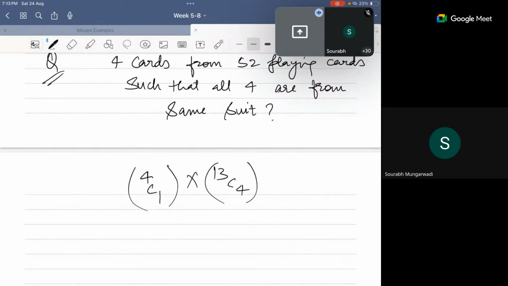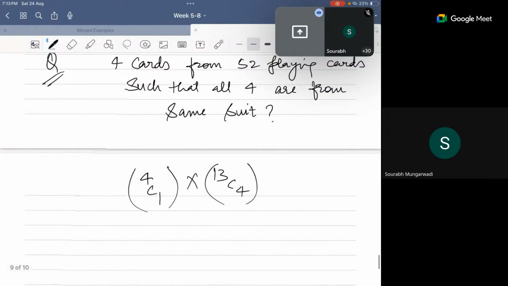Okay, if I'm asking the same thing, you have to choose four cards from 52 cards in such a way that all four cards are of the same color, then that will be 2C1 multiplied by 26C4, correct? I hope this is clear to everyone.